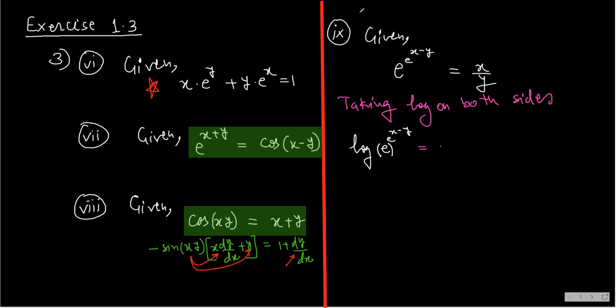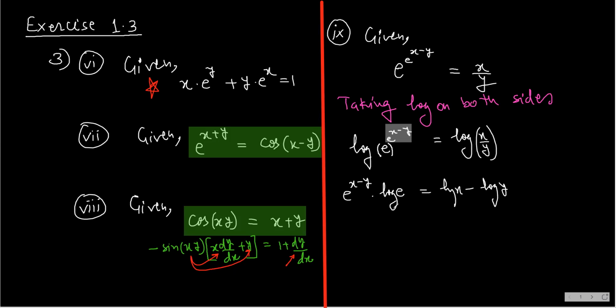And here you have log of x upon y. So the next step: log of m raised to n will become n log m. So you have e raised to x minus y into log of e equals log x minus log y. Now you know log e to the base e is 1. So you have e raised to x minus y equals log x minus log y. Now we can differentiate this. No need to take log again. It has been simplified.